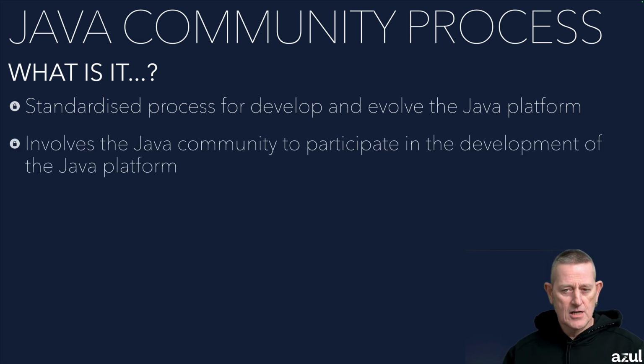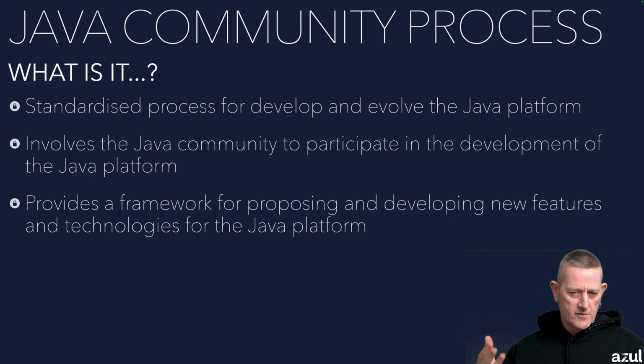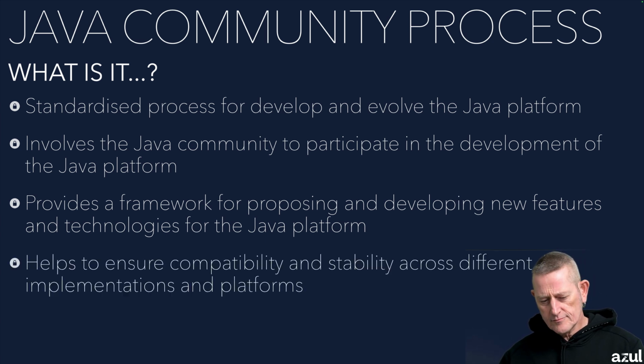So that means it involves the Java community to participate in the development of the Java platform. So you as a community member can participate in developing the Java platform, which is quite powerful. It's not like this with every language, right? But this is a really nice process. It provides a framework for proposing and developing new features and technologies for the Java platform. So there is a formal process that you have to follow if you would like to develop something for the Java platform. And it helps to ensure compatibility and stability across different implementations and platforms.